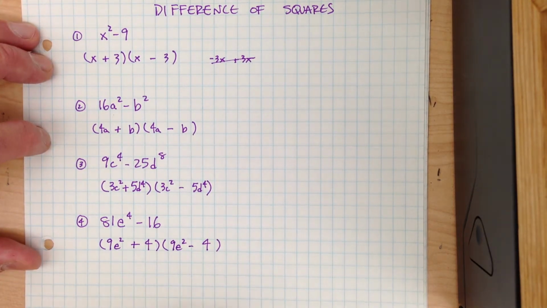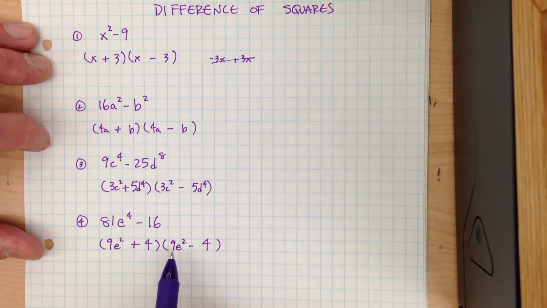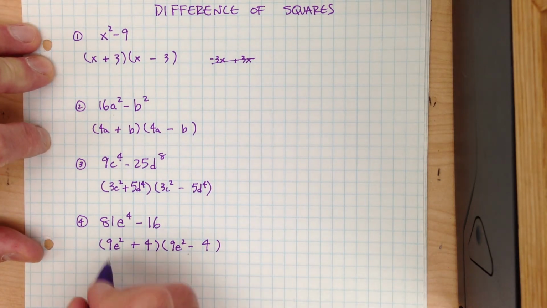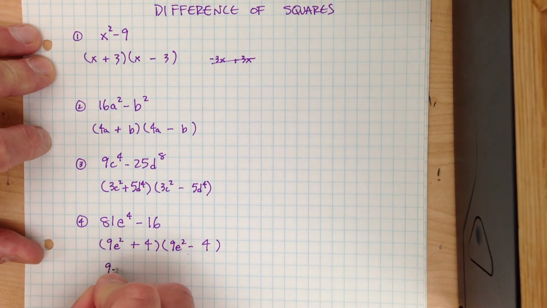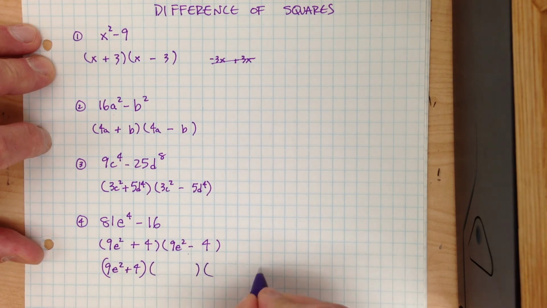Please don't stop there, always check it, because in this case, I'm looking at 9e squared minus 4 as another difference of squares problem. We know the square root of 9e squared, we know the square root of 4, and it is held together with the subtraction sign. So remember to bring down this first factor. 9e squared plus 4, that one needs to come along for the ride. Please don't leave it off.